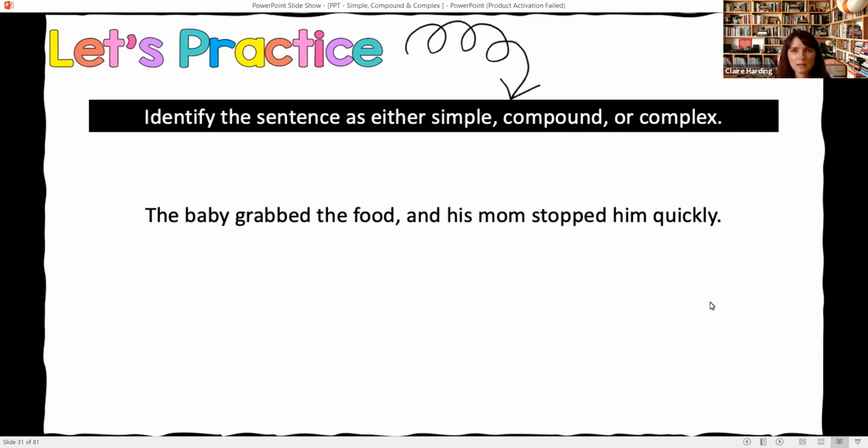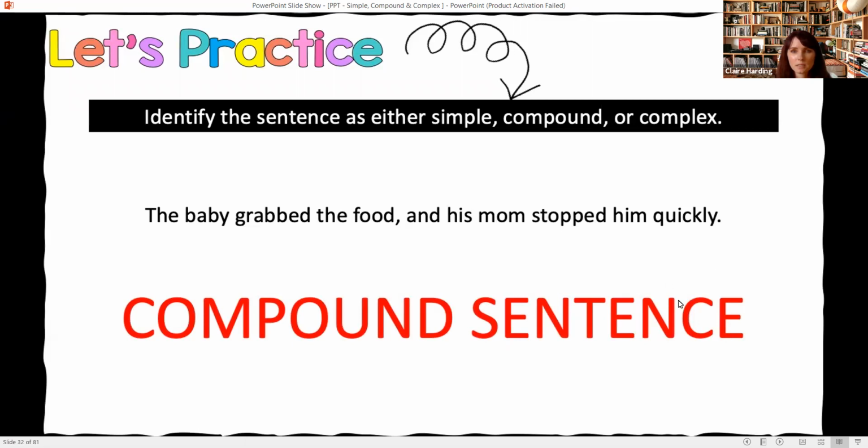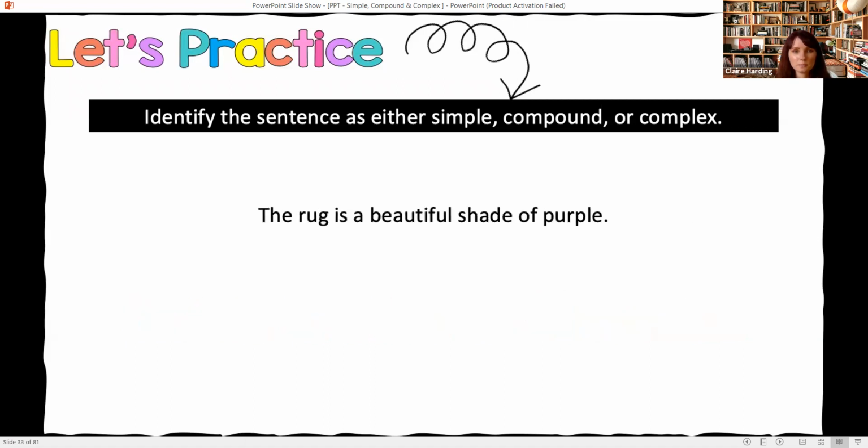What kind of sentence is that? Is it simple, compound, or complex? And if you said compound sentence, you are correct. If you notice, we have two independent clauses. One is the baby grabbed the food. We could make that a sentence all by itself, so it's independent. His mom stopped him quickly. We could make that a sentence all by itself, so it's independent. But we combined these two independent clauses with a conjunction, that's our and our comma. So those two independent clauses became a compound sentence.